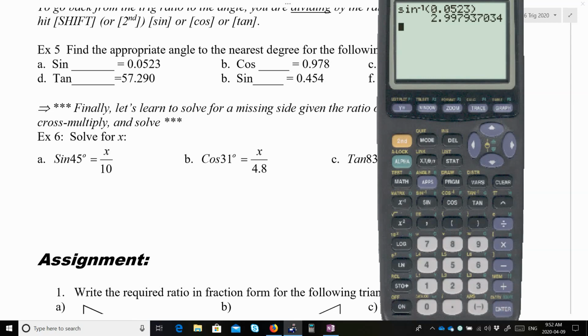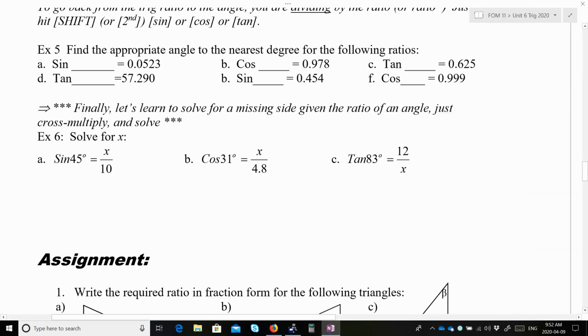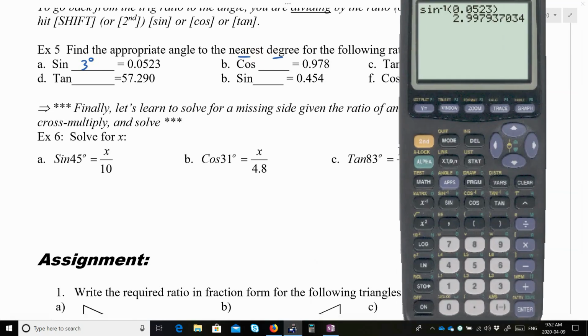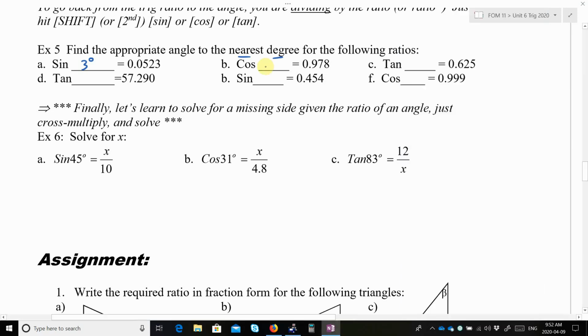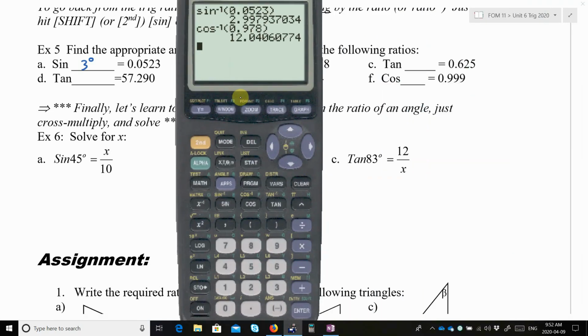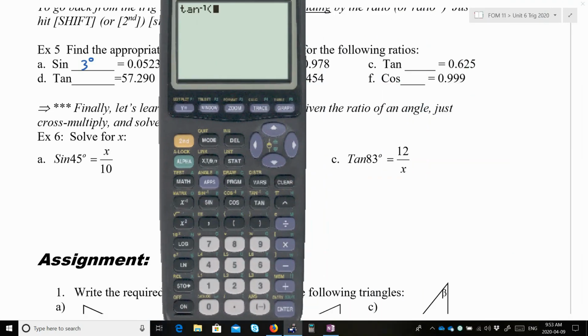It says find the appropriate angle to the nearest degree, so the nearest whole number. So we would round that to 3 degrees. Okay, letter B, we go second function cos, 0.978. And we get about 12 degrees for this one. And letter C, second function tan, 0.625. And we get 32 degrees for this one.